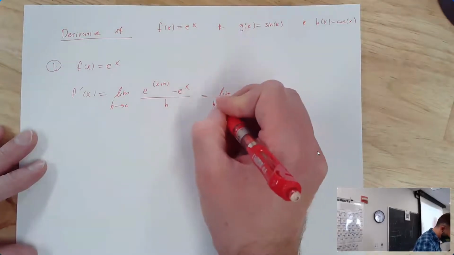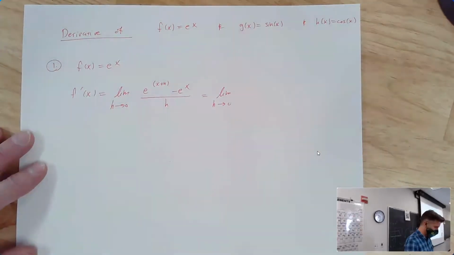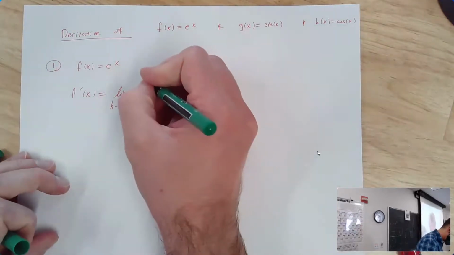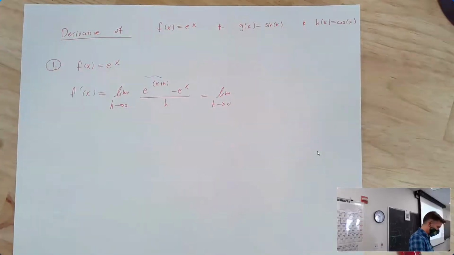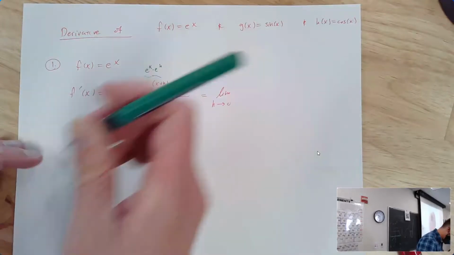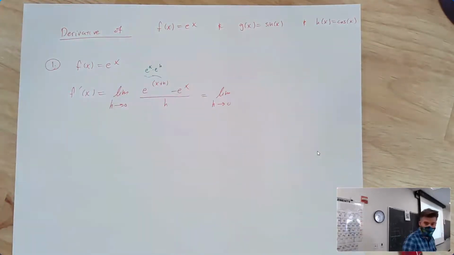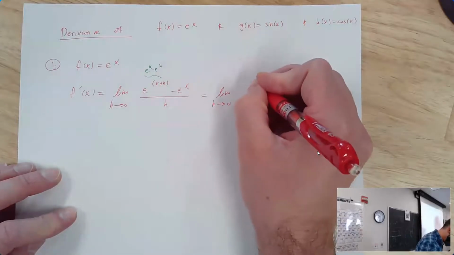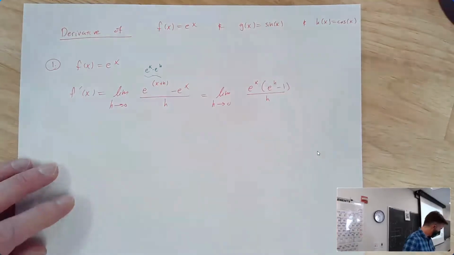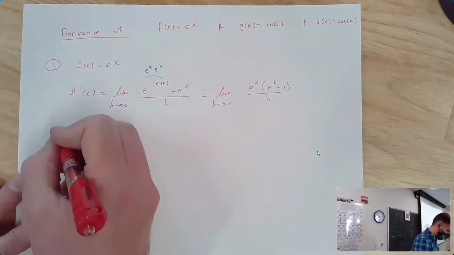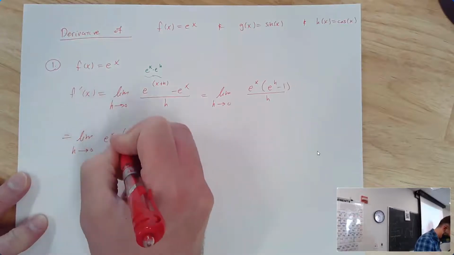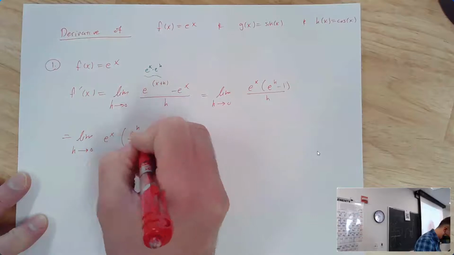The limit as h goes to 0. I'm going to factor out an e to the x from the top because e to the x plus h is just e to the x times e to the h. Factor out an e to the x. And we're left with e to the x times e to the h minus 1. And then we're going to break it up. It's already kind of broken up. The limit as h goes to 0 of e to the x times e to the h minus 1 over h.